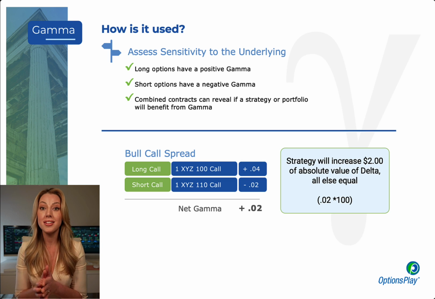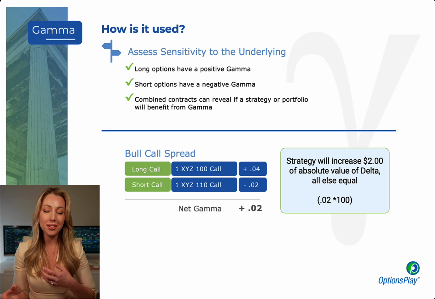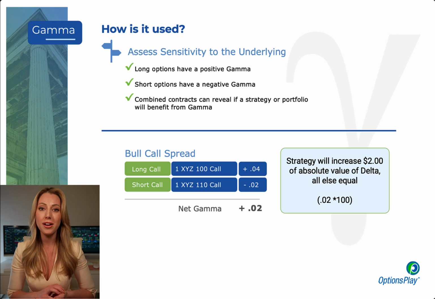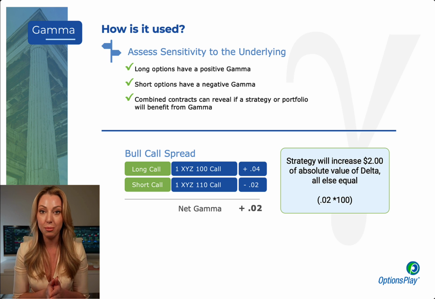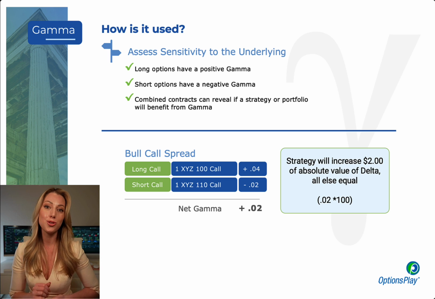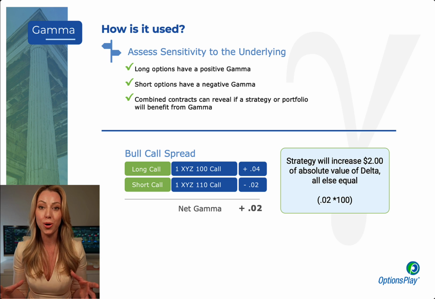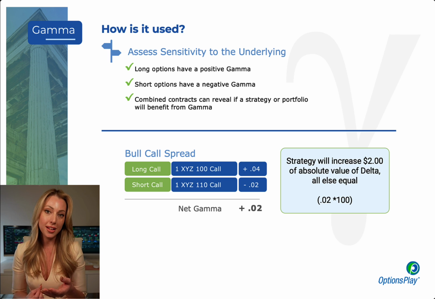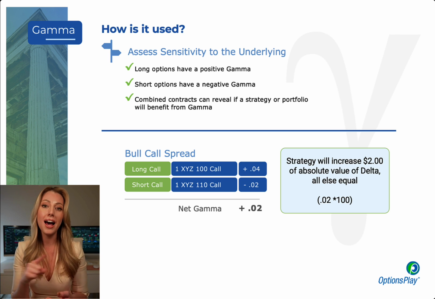It can give us sensitivity to the underlying. And you can, just like with theta, combine strategies together and reveal if you have a positive or a negative gamma. It can also give you an indication if you should close your strategy or not. And I really think a great example is a bull call spread. So if you're constructing that, remember gamma is centered around at the money options.